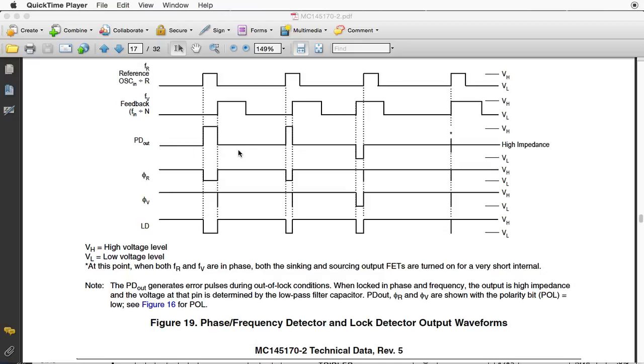This particular PLL has a tri-state output, so it will do positive pulses, negative pulses, or stay high impedance, where it's basically not dragging on the VCO filter or the loop filter at all. Again, the pulse width is relative to the difference in frequency between the reference and the feedback from the VCO, the delta F. So it's relative to that difference.